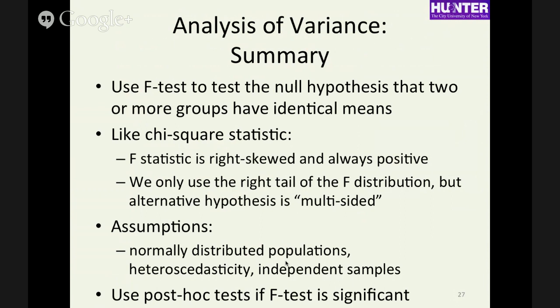We have these assumptions: normally distributed population, homoscedasticity. Sorry, heteroscedasticity would be the violation. I'm going to write that here. A little hard to write, but homoscedasticity and independent samples. And you use those post hoc tests only if your analysis of variance gives you a significant p-value.